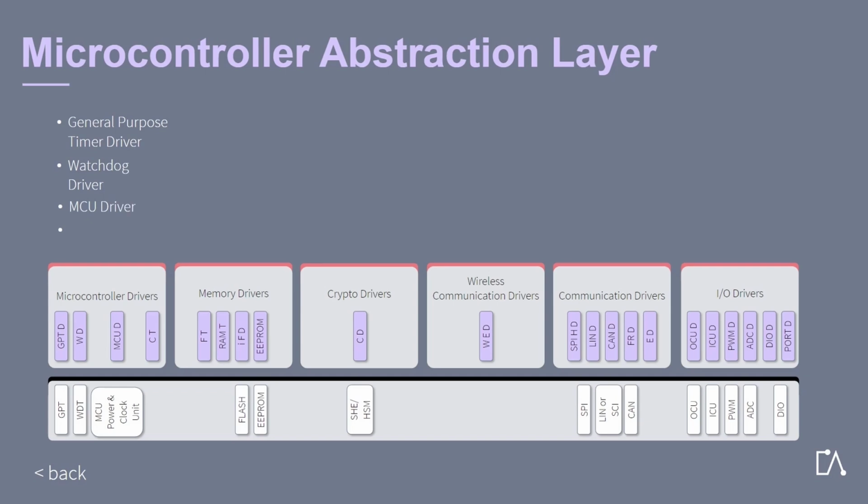The module group microcontroller drivers consists of drivers for internal peripherals, like the general-purpose timer and the watchdog, as well as functions with direct microcontroller access, like the core test. The module group memory drivers consists of drivers for memory-mapped external memory devices, like the external flash, and on-chip memory devices, like the internal flash and the internal EEPROM. The crypto drivers are drivers for on-chip crypto devices like SHE or HSM.